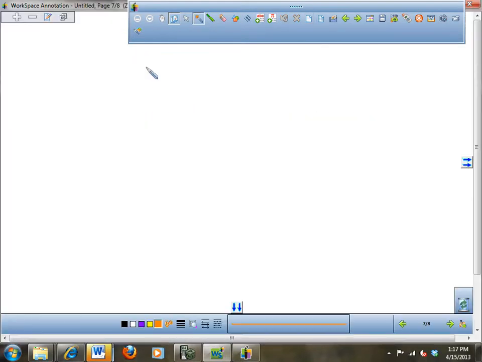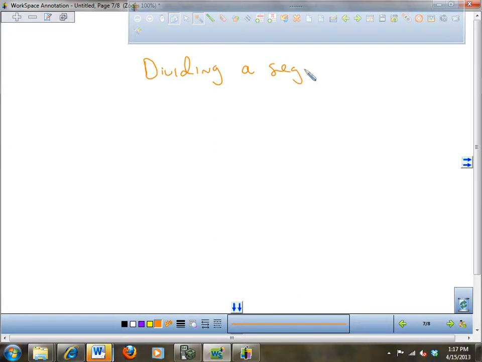Dividing up a segment. This is a compass construction. It's a segment, into congruent parts. Congruent parts.